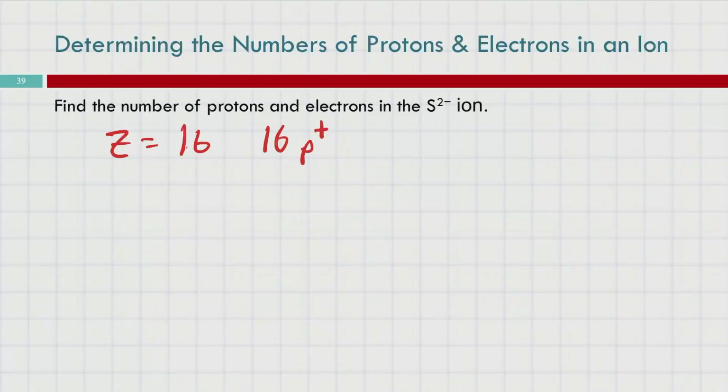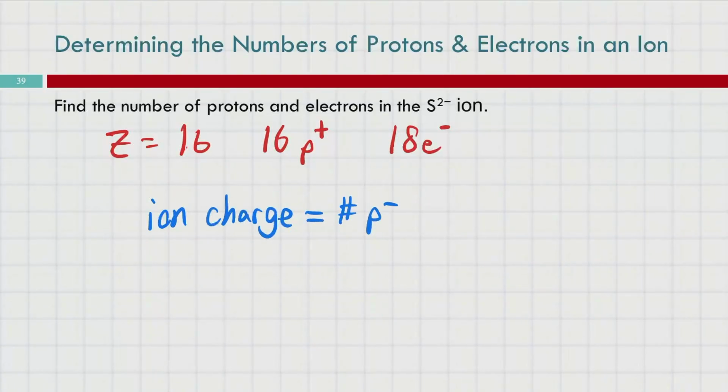Some of you might be able to do the math real quick: if we have an overall 2 negative charge, that means we must have 2 more electrons than the number of protons we have, and your brain just says, all right, well, 18 electrons. For others of us, we might remember that ion charge equals the number of protons minus the number of electrons.